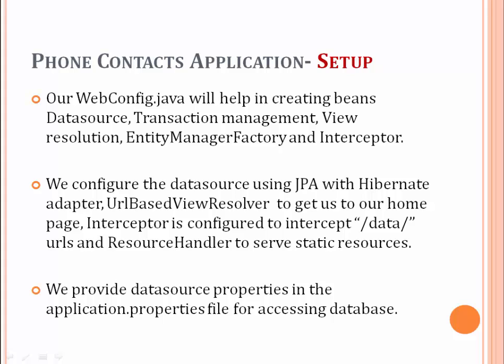We use JPA and Hibernate to get to our database. We have a URL based view resolver to get to the home page, and the interceptor is used to intercept any request to the data URL. We'll have a look at the code of our interceptor, and also we require a resource handler to serve the static resources. The application.properties file maintains the configuration for our database connection strings, the password, etc. Let's have a look at the code now.